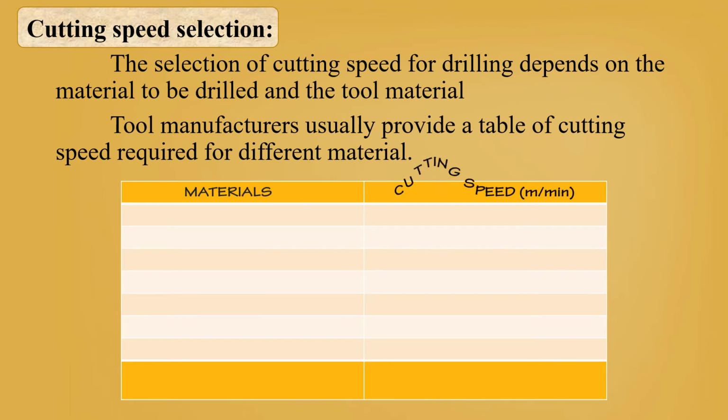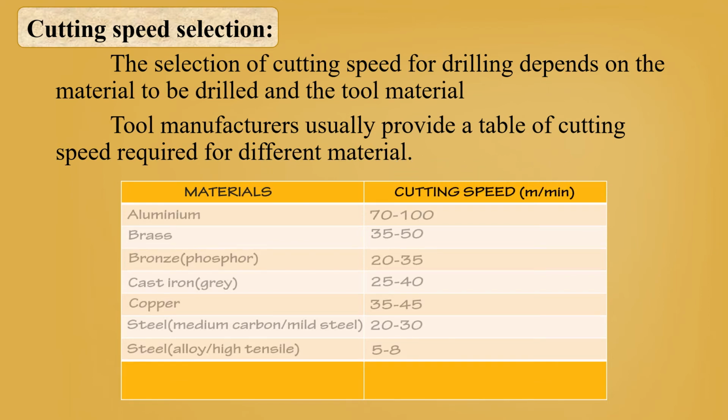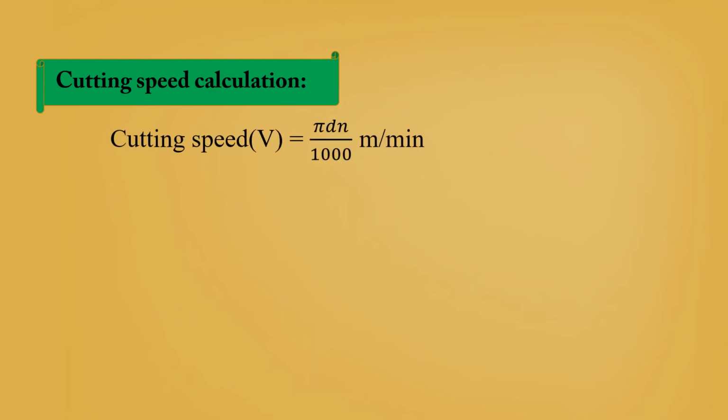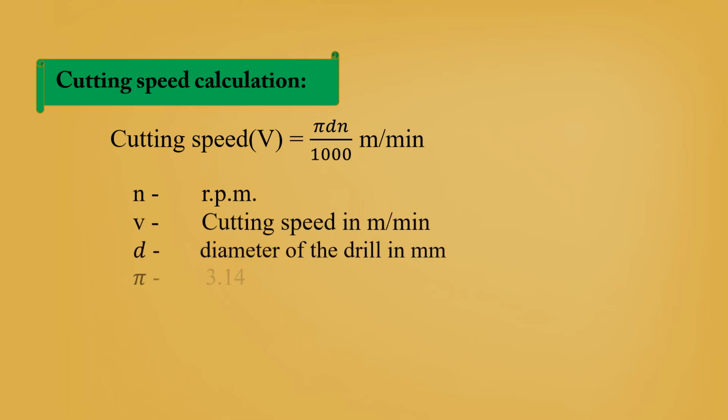Materials. Cutting speed meter per minute. Cutting speed calculation. Cutting speed V equals pi dN divided by 1000 meters per minute. N denotes RPM. V denotes cutting speed in meter per minute. D denotes diameter of the drill in millimeter. Pi denotes 3.14. RPM N equals V multiple of 1000 divided by D multiple of pi.